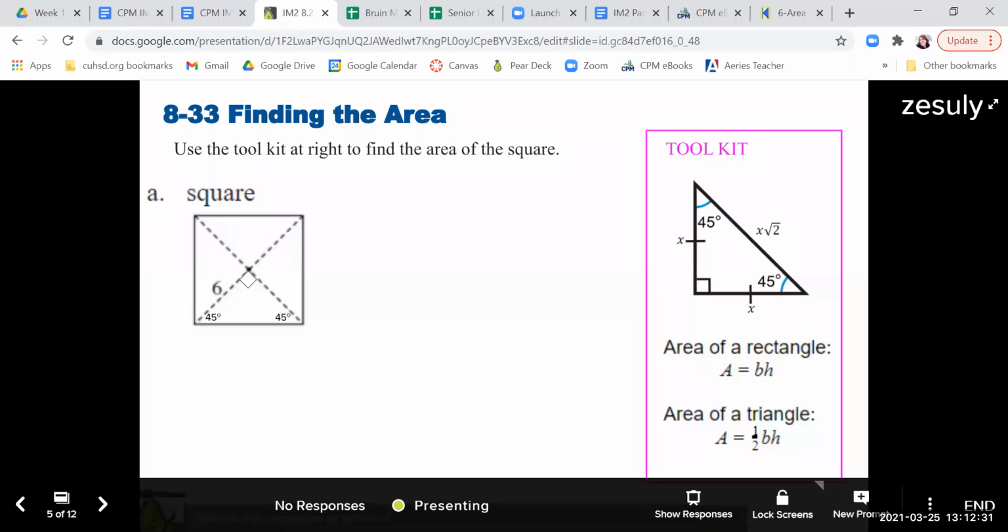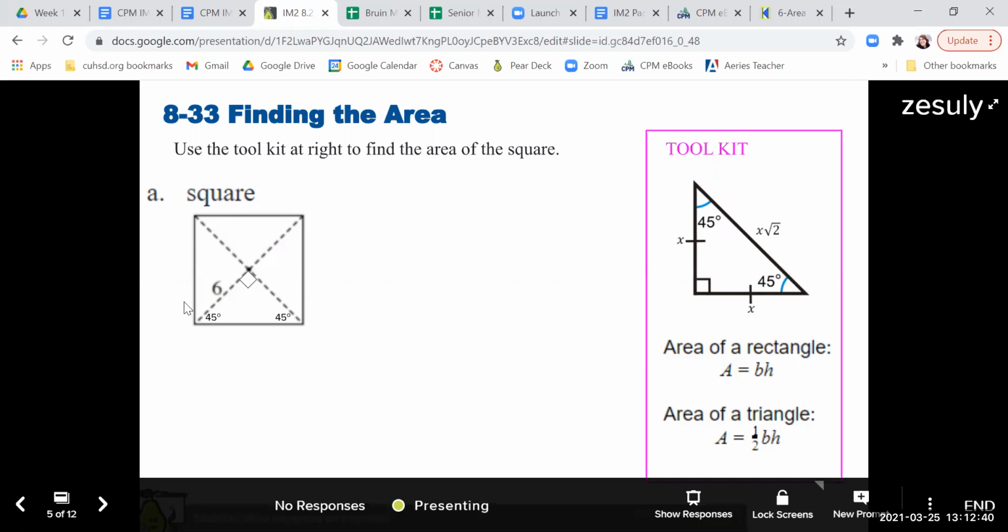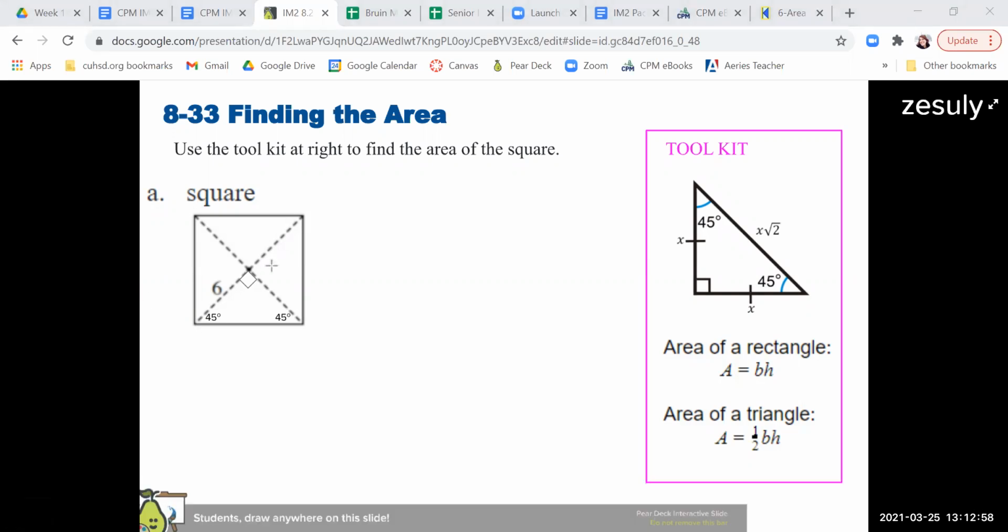All right, so the first one we're going to find is the area of this square. Normally, squares are easy to find the area of if we know the length of the side. Then we just go base times height, like a rectangle. Find the length of the side, times it by the other length, and we're good. The problem here is that the given length that they tell us in the diagram is not the length of the side, it's this weird length.